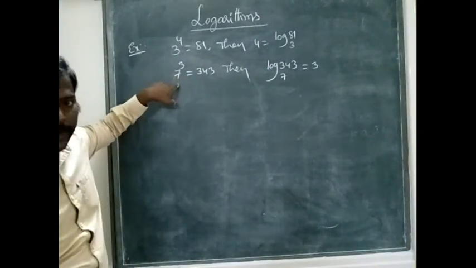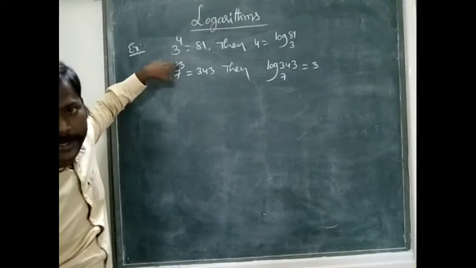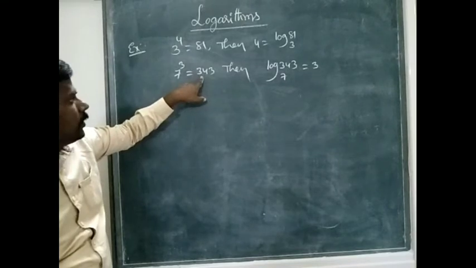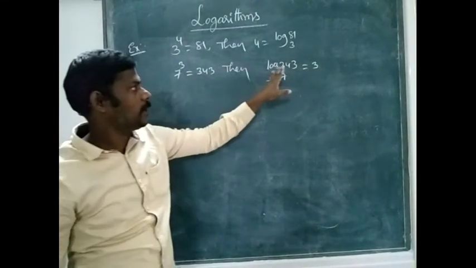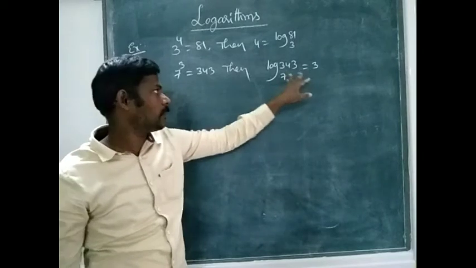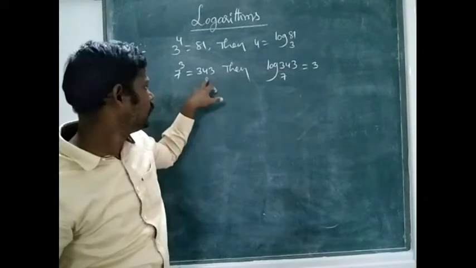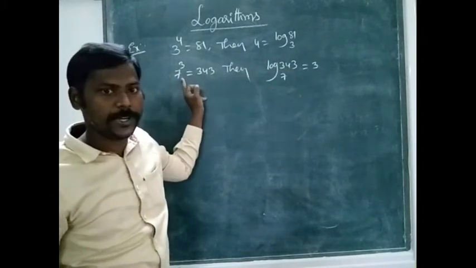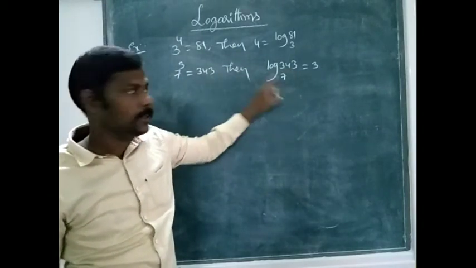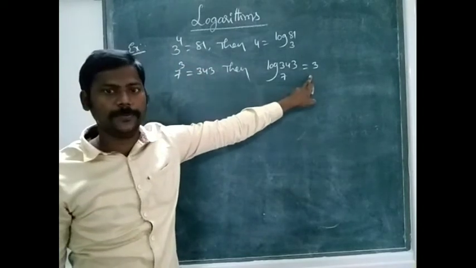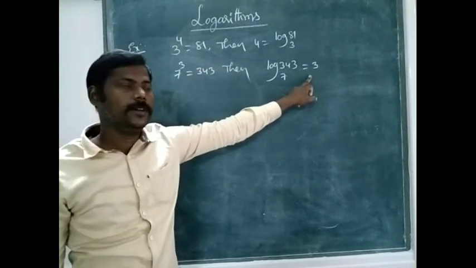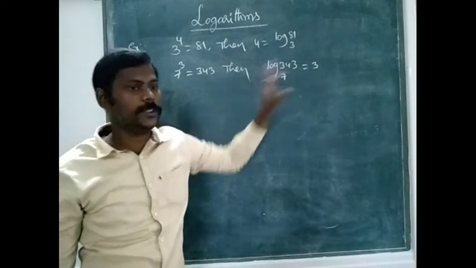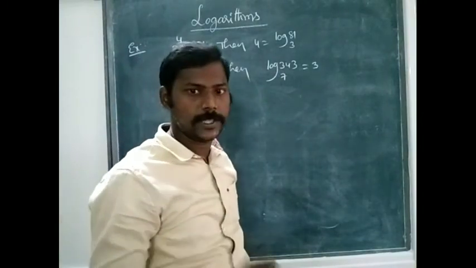What is the base here? Base is 7. What is the index here? 3. What is the argument value here? 343. So come to the logarithm definition. Logarithm of this argument value 343. Base is 7. Here the base is 7, here also the base is 7. This index you can write after the logarithm. That is, the logarithm of 343 under the base 7 is equal to 3. Is it clear?